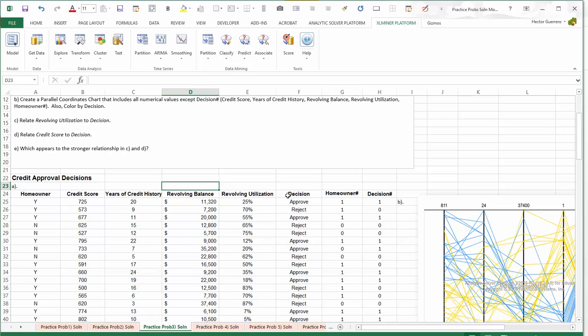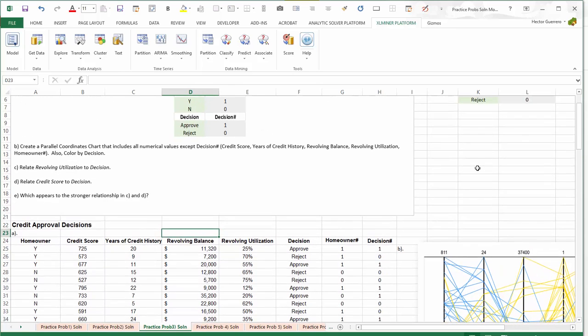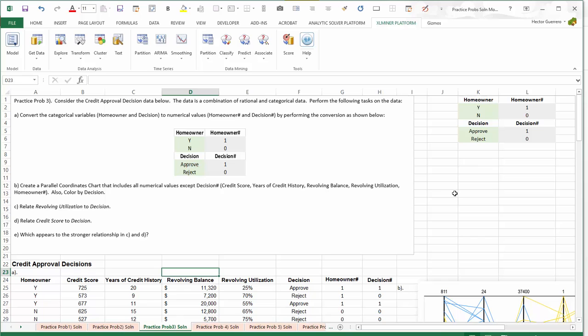A decision whether or not they're approved for credit, and whether they're a homeowner. We're going to convert this decision, approve and reject, into a numerical value by using, again, our if or our table lookup, because we need numbers when we do graphs. Text information is obviously very useful, but it doesn't plot well on a graph. So it wants us to consider the data below.